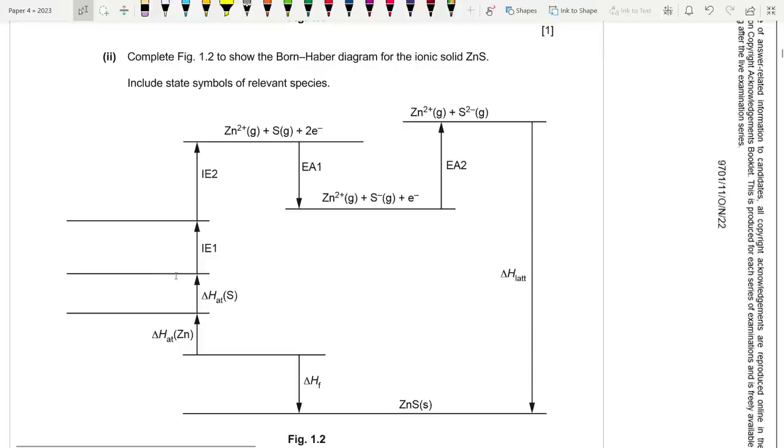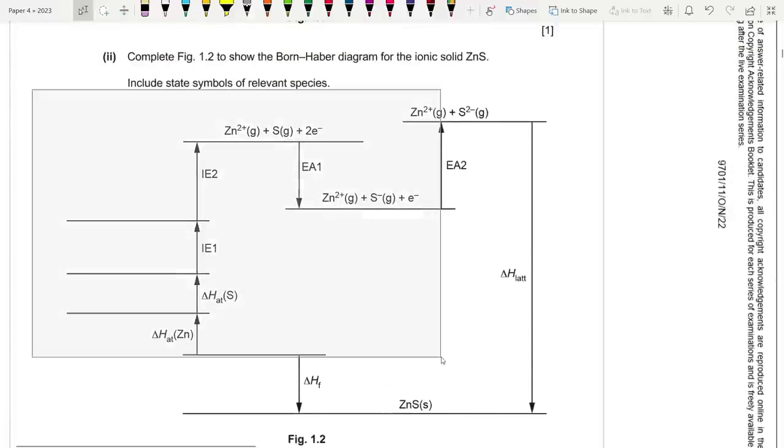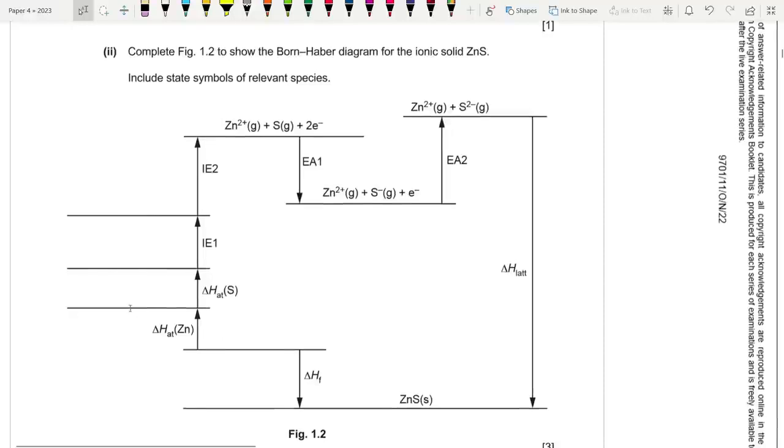Complete figure 1.2 to show the Born-Haber diagram for the ionic solid zinc sulfide. Include state symbols of relevant species. We begin with zinc solid over here. Atomization of zinc leads to the formation of gaseous zinc, followed by the first ionization energy of zinc and the second ionization energy of zinc. So we have to fill these blanks up with the proper species.